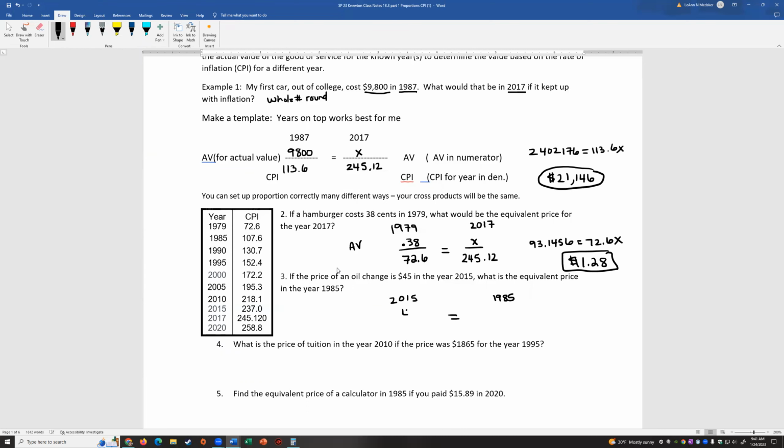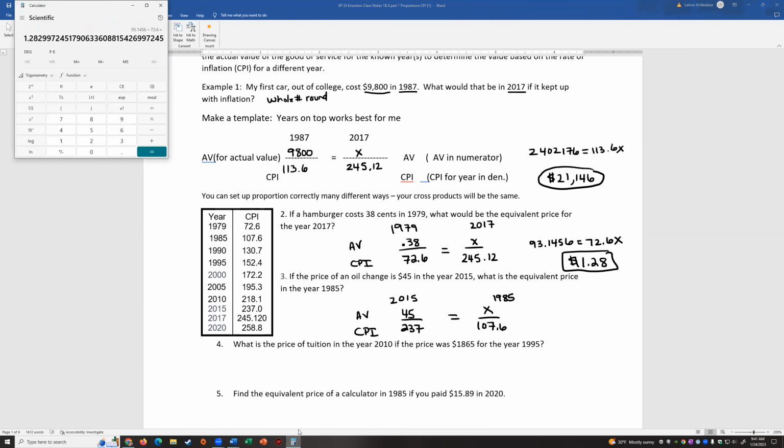So $45 is my actual value. Forgot to write CPI down here. And then I need the CPI for that year. So 2015 was $237 exactly. And in 1985, we don't know the price of the oil change, but we know the CPI was 107.6. So we do 45 times 107.6.